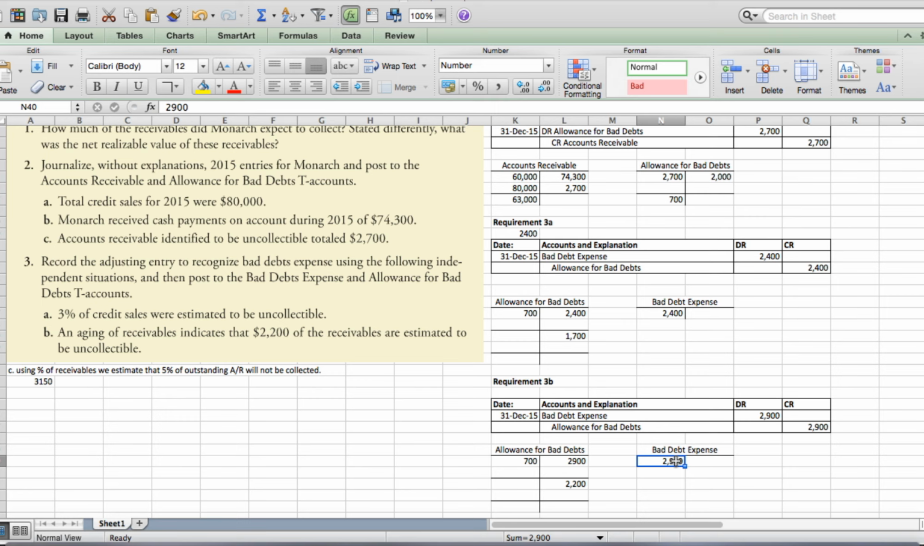Yes? So with aging of receivables and percentage of receivables, you're finding the target balance, like backtracking with the numbers. Exactly. With the first option, you just plug it. Once you put in sales times this percentage, you plug that straight into the journal entry.